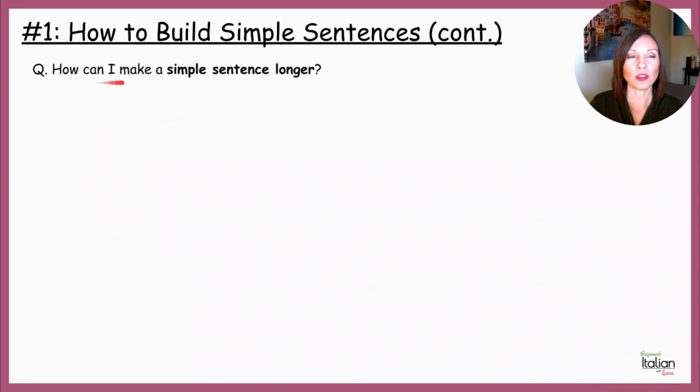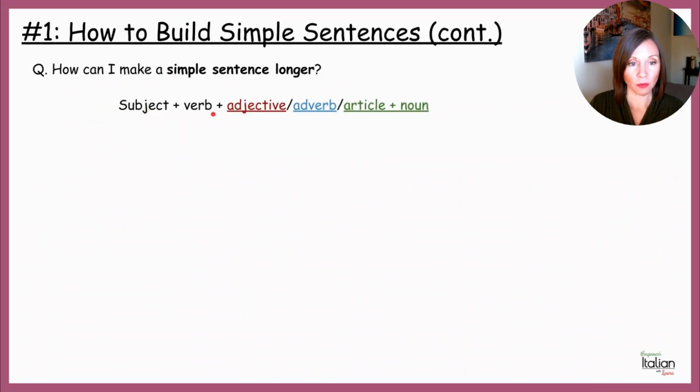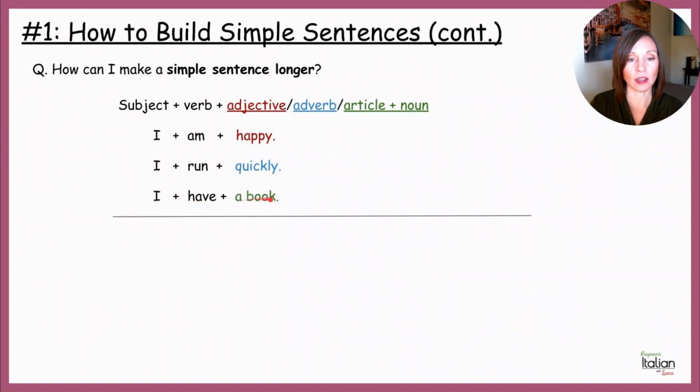So how can you make a sentence longer? We have our subject and verb once again, and then you can add on things like an adjective, an adverb, and then an article and a noun. For example, we have I am, as before, and then you add on happy, the adjective. Or you could say I run quickly, adding on an adverb to our subject and verb. Or I have a book. You don't always need the article, but in this case you do, so I have article, noun, a book.